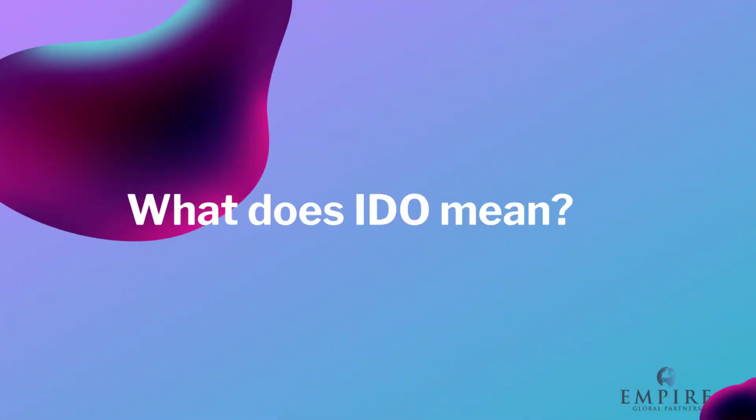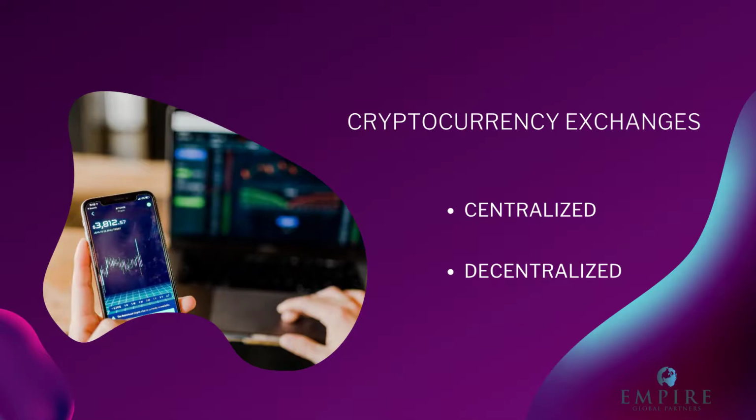In this webinar, we will be primarily focused on how to launch an IDO on SolStarter. Let's start with the basic question: what does IDO mean? We'll go back a couple of years. As we know, there are two types of cryptocurrency exchanges, centralized and decentralized. Both have advantages and disadvantages based on what they're used for. The main difference between the two is the existence of the middleman, or a third party, which helps conduct the transactions in the centralized exchange.